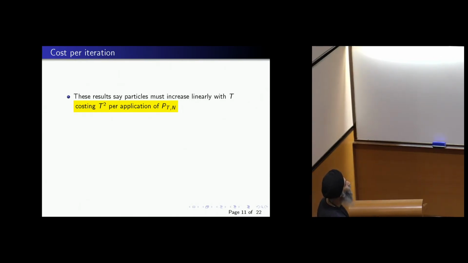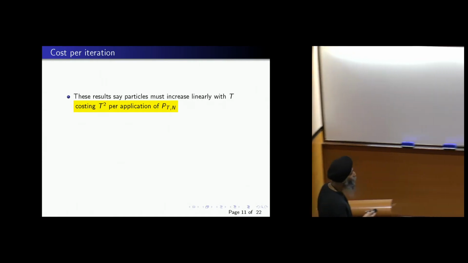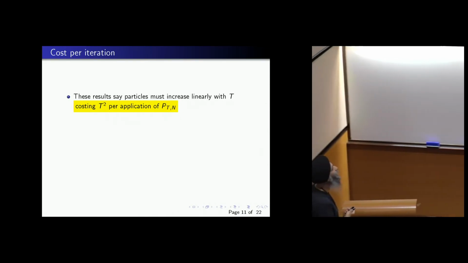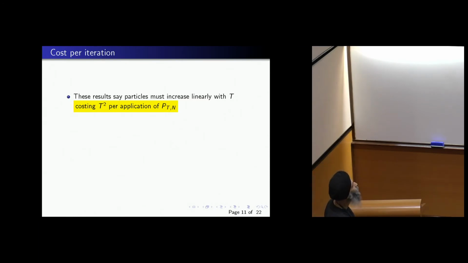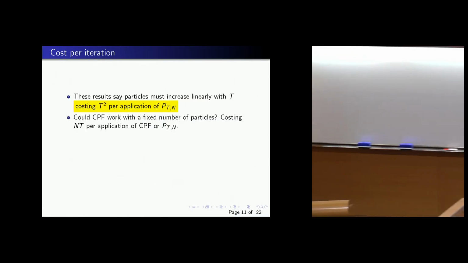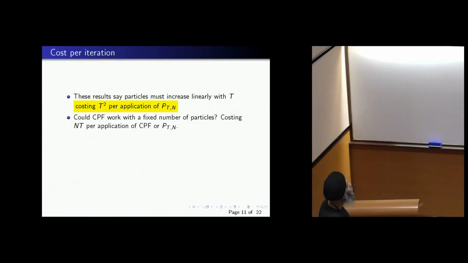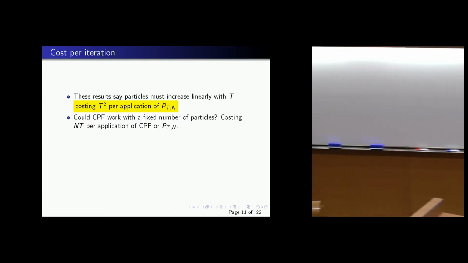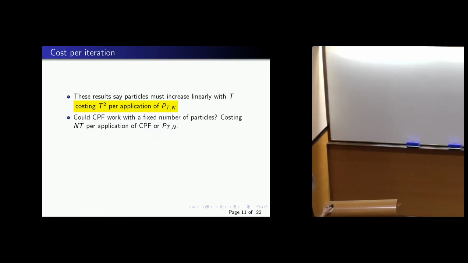We were wondering whether, back in 2014, we could come up with a conditional particle filtering algorithm that was provably stable with a fixed number of particles. Could it work with a fixed number of particles, say n, that you would never have to increase regardless of the length of the time series you're interested in, and therefore cost n times T per application? If you're trying to simulate time series of hundreds of thousands, this is a huge saving.